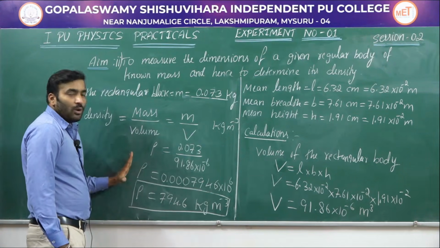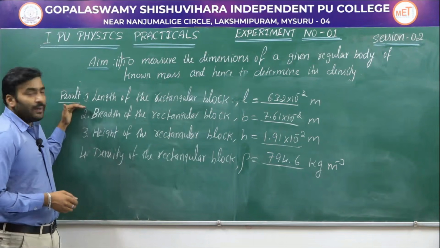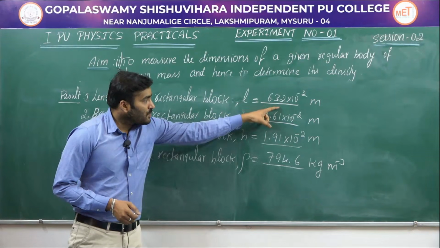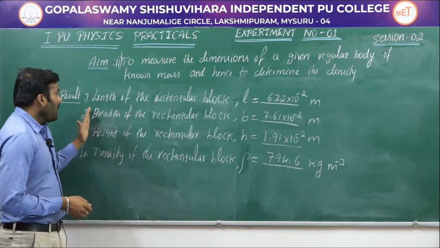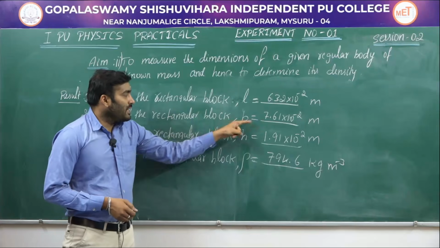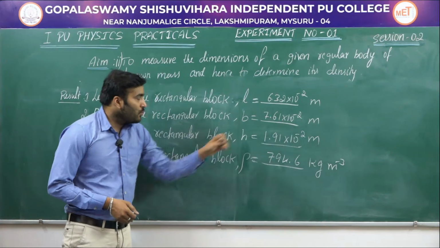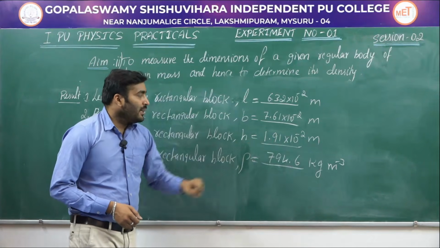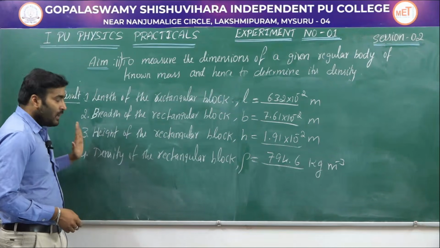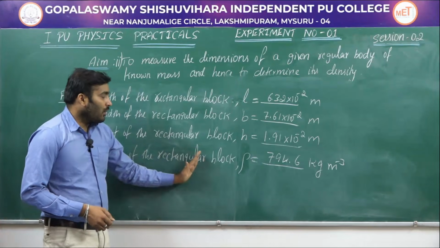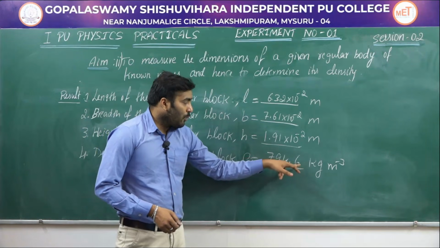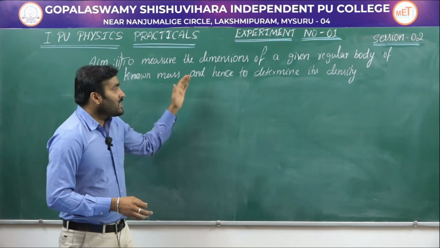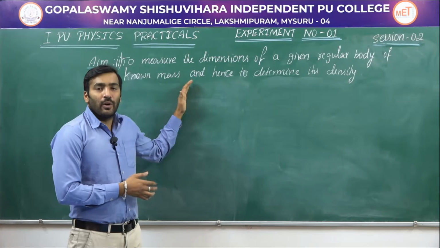Next, let us write the final result of the experiment. So the result of the experiment is length of the rectangular body L is equal to 6.32 into 10 power minus 2 meter. Breadth of the rectangular block B is equal to 7.61 into 10 power minus 2 meter. Height of the rectangular block H is equal to 1.91 into 10 power minus 2 meter. Then finally, density of the rectangular block rho is equal to 794.6 kg per meter cube. Now we have completed finding the density of the given rectangular block using vernier calipers.